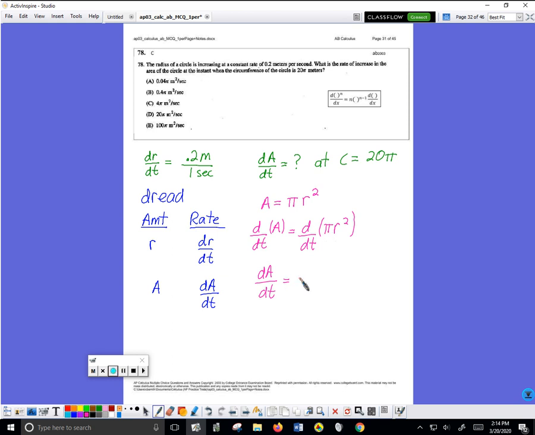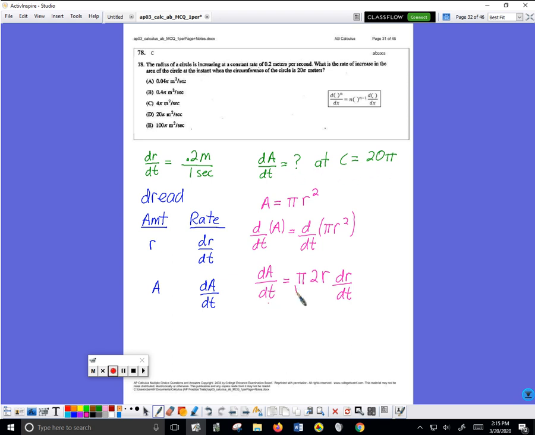So pi is a constant, times something squared. That means bring down the 2 and the something. The new exponent, 2 minus 1, would be 1. Then I have to have d over dt of that something. So now I read the problem again. Let's see, I'm looking for the dA dt when C is 20 pi.